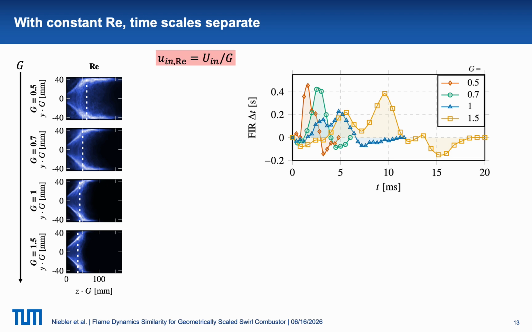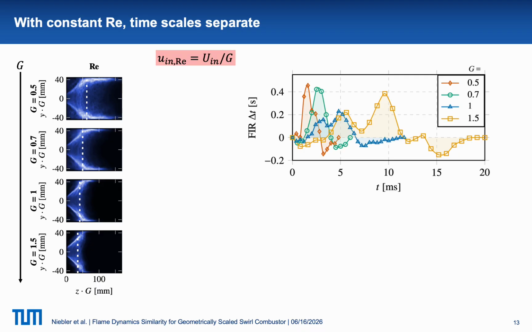Now, starting with the Reynolds criterion cases, I want to remind you that for the flame images that we see on the left-hand side, the physical coordinates are normalized. Nevertheless, it becomes quite clear that the normalized flame length is not preserved for the cases where we just keep the Reynolds number constant.